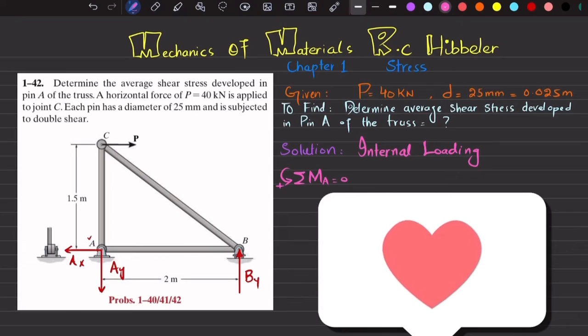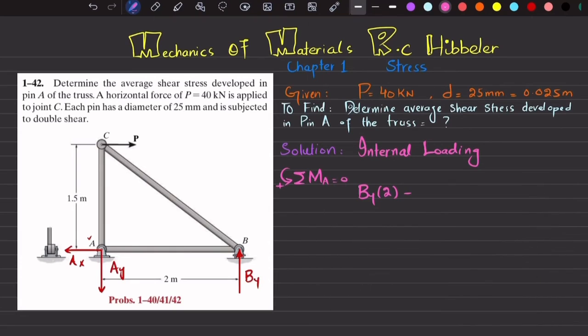So I will write By into 2 minus P into 1.5 is equal to 0. So 2By minus, P is given as 40, so 40 into 1.5 is equal to 0. So we will get 2By equal to 40 into 1.5. And when you calculate it, you will get By equal to 30 kilo Newton.